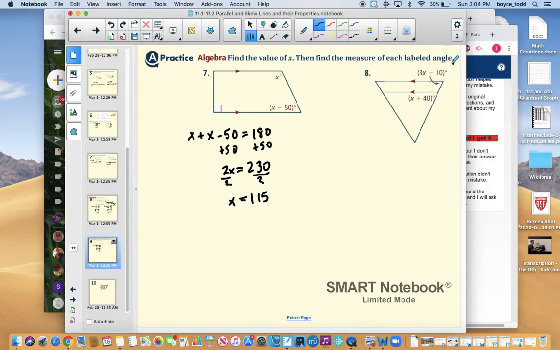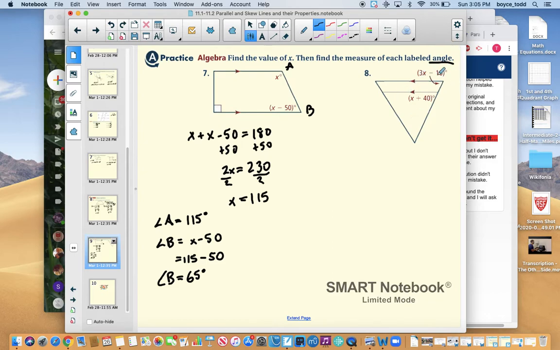Now this actually asks for the measure of each angle. So we'll call this angle A and this angle B. So angle A is just equal to 115 degrees. Right, and angle B, well, that would be my x minus 50, which is really 115 minus 50, and that's going to give me 65 degrees. So angle B equals 65 degrees. This makes sense because they both add up to 180.